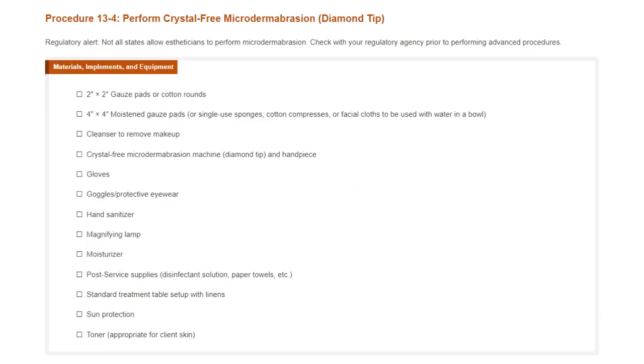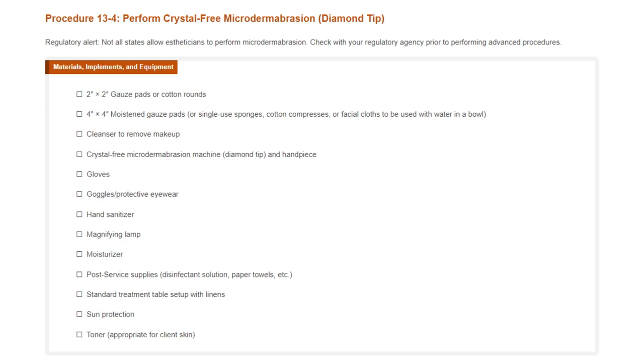Procedure 13 to 4, perform crystal-free microdermabrasion, diamond tip. Regulatory alert: not all states allow estheticians to perform microdermabrasion. Check with your regulatory agency prior to performing advanced procedures.